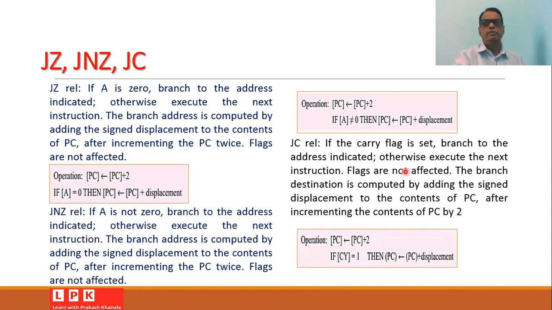Flags are not affected, and the destination address is also computed by adding the signed displacement to the content of PC after incrementing the content of PC by 2. So when we execute this instruction, PC will be incremented by 2, and if the carry flag is 1, then the PC will be changed.